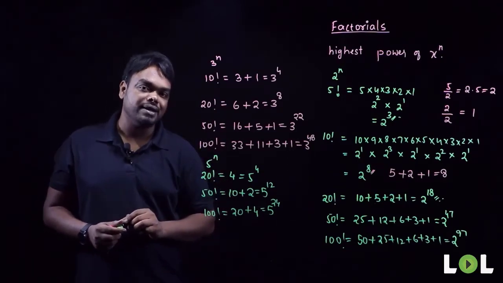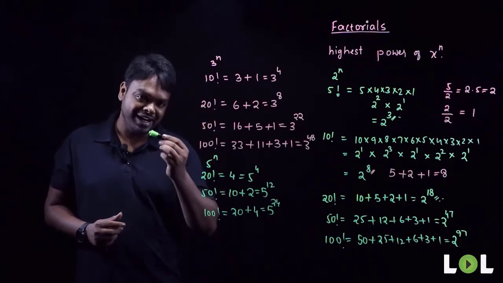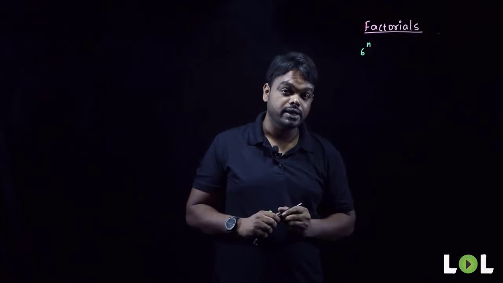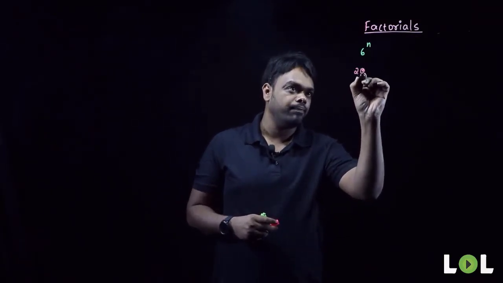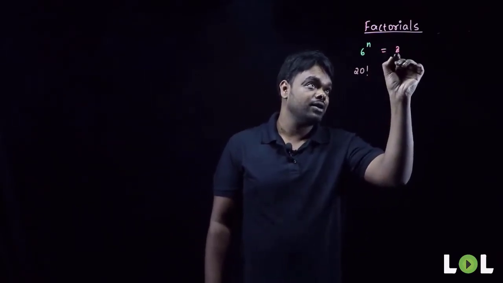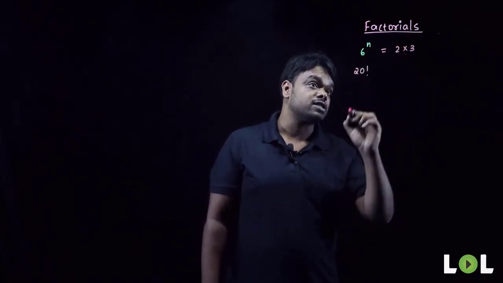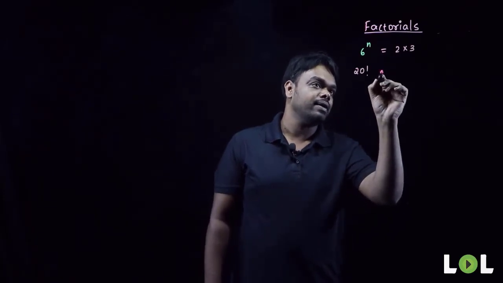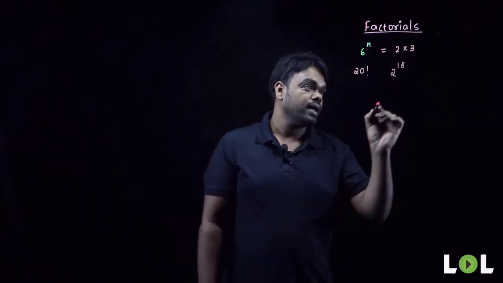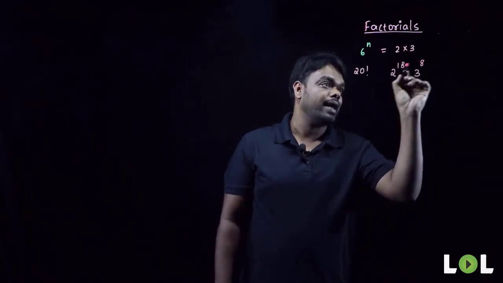Well, if I ask you to calculate the highest power of 6, then you cannot use this method. Why? Let us learn that as well. Suppose you want to calculate highest power of 6 in any given factorial, let us start with 20 factorial. First thing, you have to factorize 6. 6 can be written as 2 into 3. Now, in 20 factorial, check what is highest power of 2, which we have already calculated. So, here we should get 18. Highest power of 2 in 20 factorial is 18. And highest power of 3 in 20 factorial should be 8.